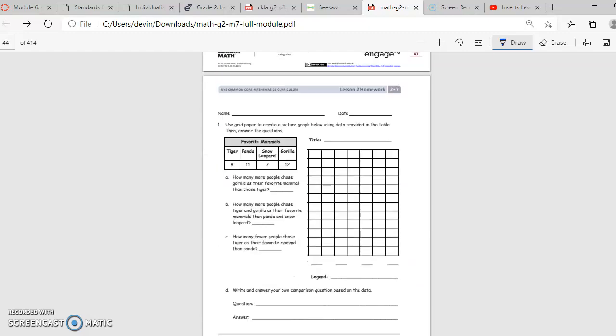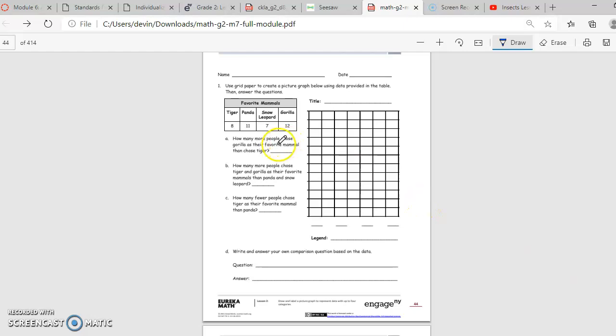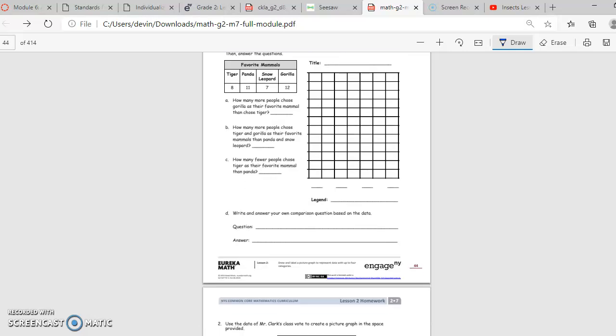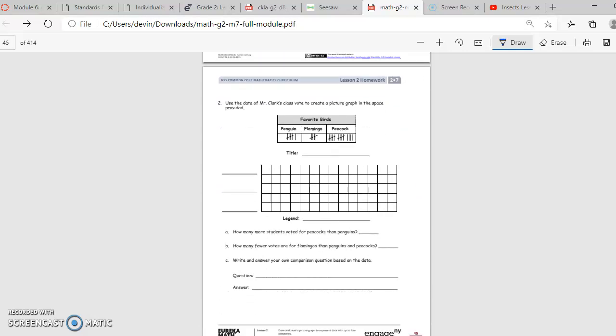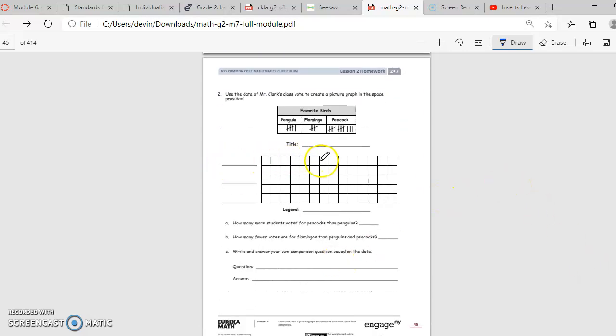And the homework is just more of the same. You'll be doing the same thing, interpreting this table onto this graph. Same thing with the titles, the legend, answer questions, make up your own. And then yet again on the next page of the homework, except you'll be doing it in rows again instead of columns. If you have any questions, please reach out.